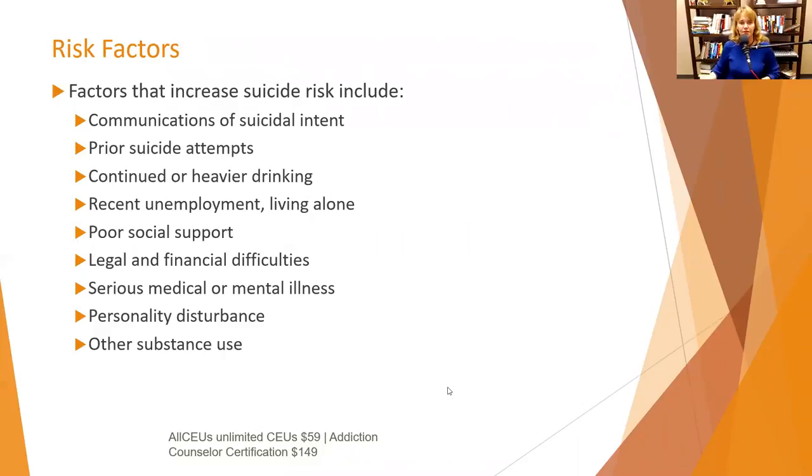So, risk factors. Factors that increase suicide risk include communications of suicidal intent. If they said they're going to do it, let's take them seriously, even if they have said it before. Prior suicide attempts: if they've had prior suicide attempts, we need to be on guard a little bit more for future suicide attempts. Continued or heavier drinking, recent unemployment and living alone, poor social support, legal and financial difficulties, serious medical or mental illness, personality disturbance, or other substance use.